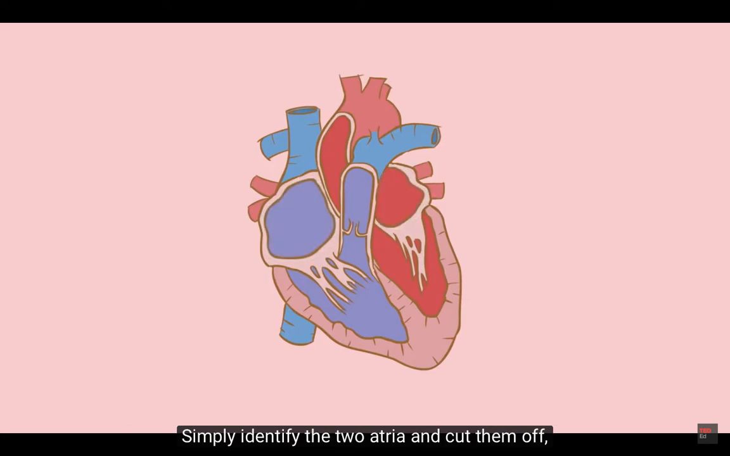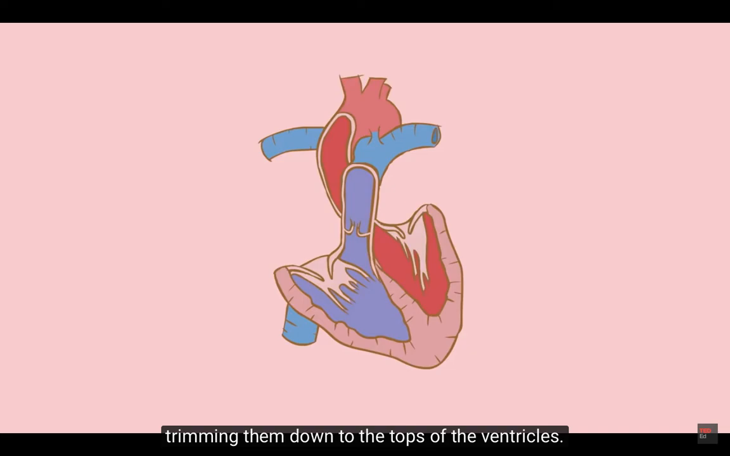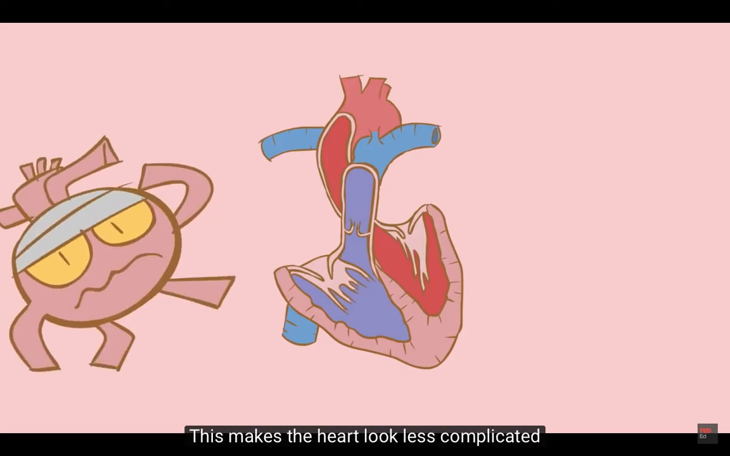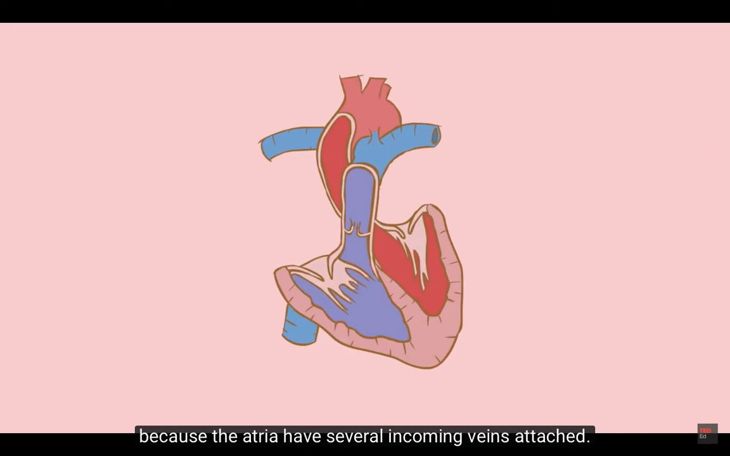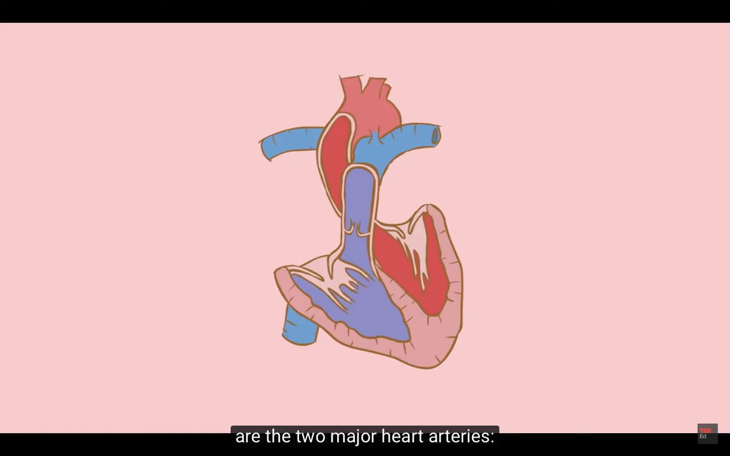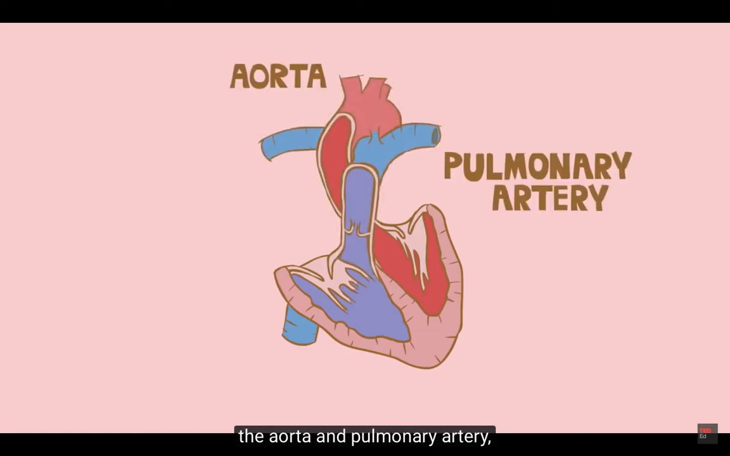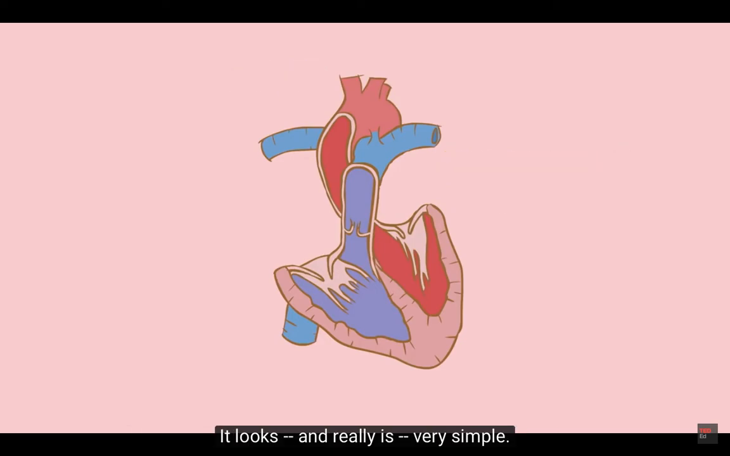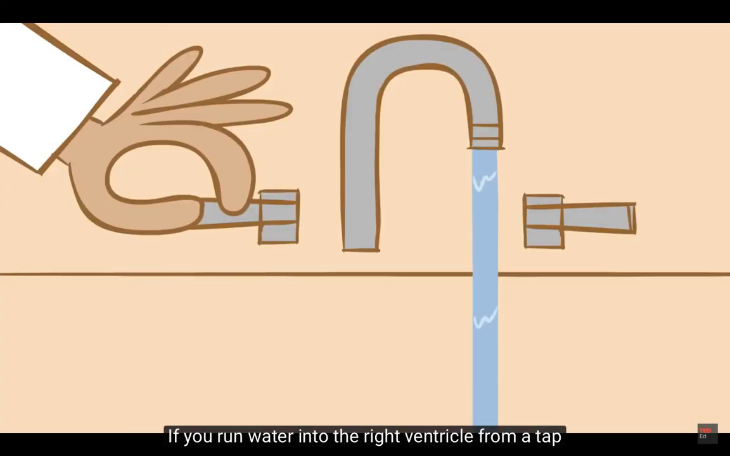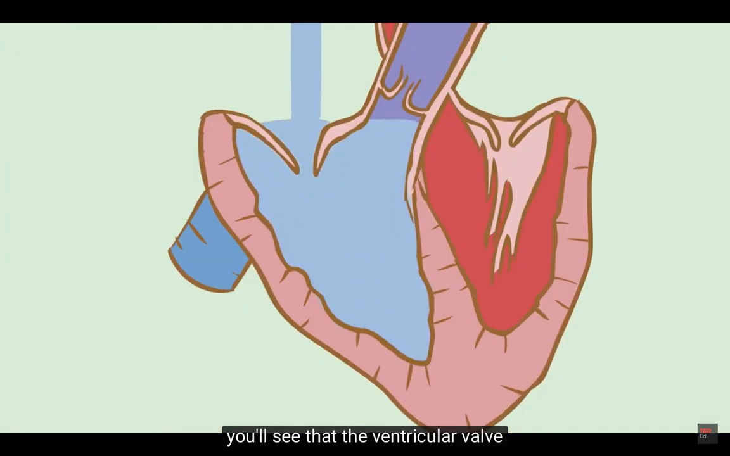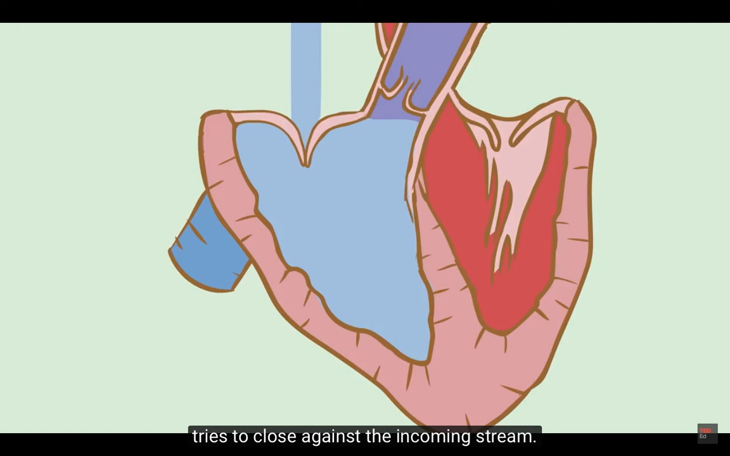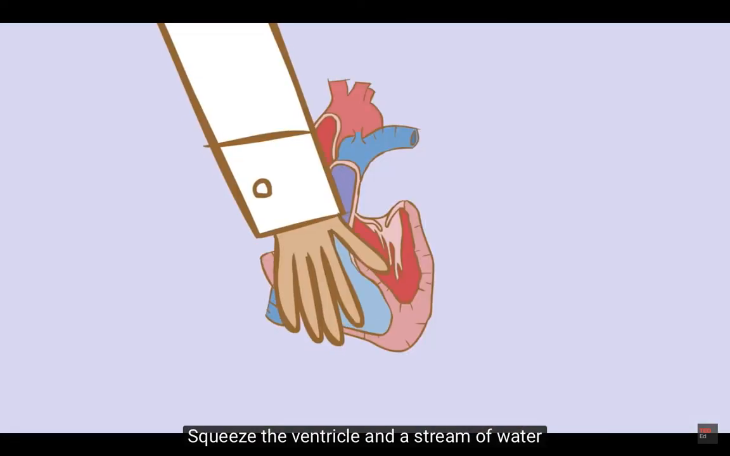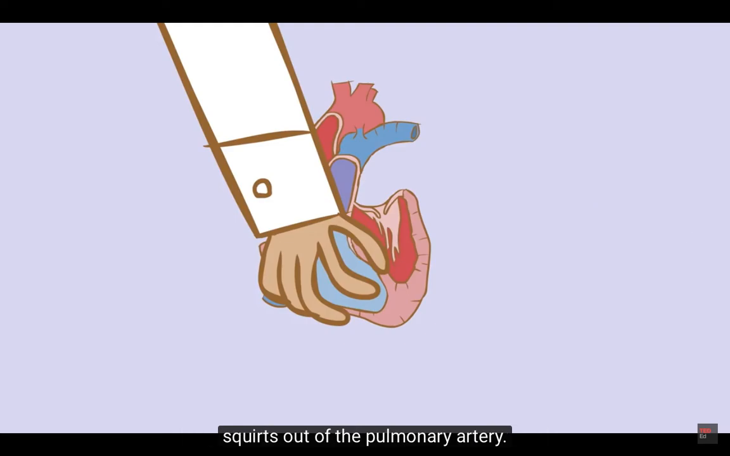Simply identify the two atria and cut them off, trimming them down to the tops of the ventricles. This makes the heart look less complicated, because the atria have several incoming veins attached, so without them there, the only vessels remaining are the two major heart arteries, the aorta and pulmonary artery, which rise like white columns from between the ventricles. It looks, and really is, very simple. If you run water into the right ventricle from a tap, the left also works, but less spectacularly, you'll see that the ventricular valve tries to close against the incoming stream, and the ventricle inflates with water. Squeeze the ventricle, and a stream of water squirts out of the pulmonary artery.